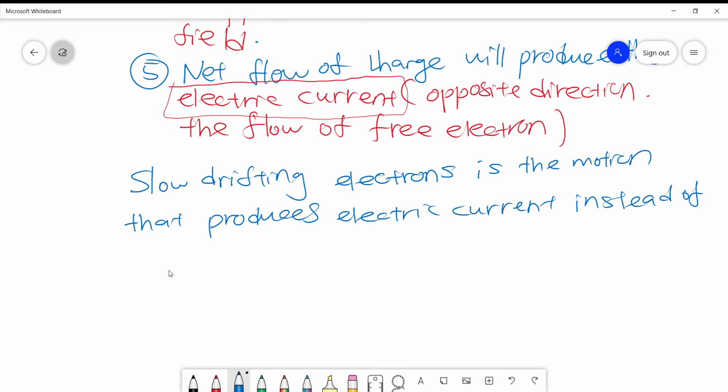This is an important note to be reminded of: the drift velocity is the one that will produce electric current, instead of the high speed and random motion of free electrons when the power supply is not connected to the wire. This is the random motion. So this is the first note to be reminded of.